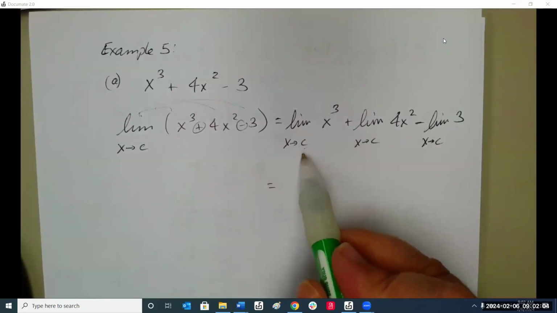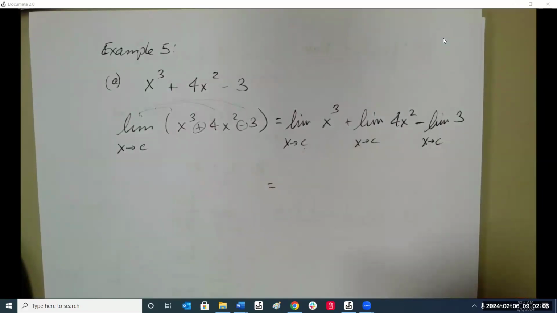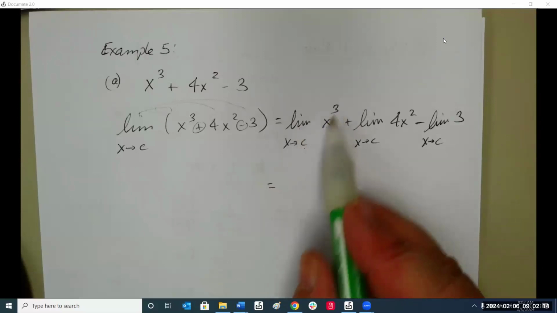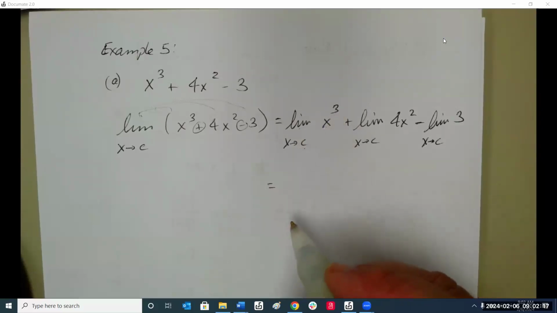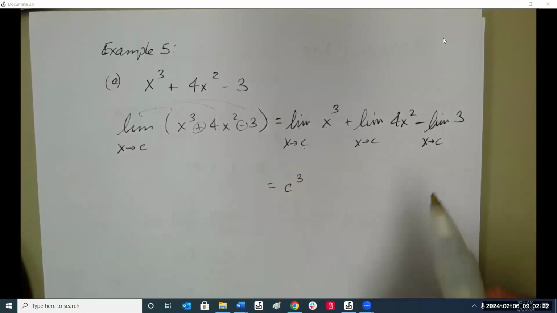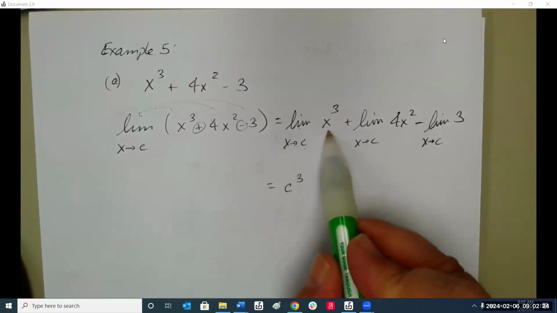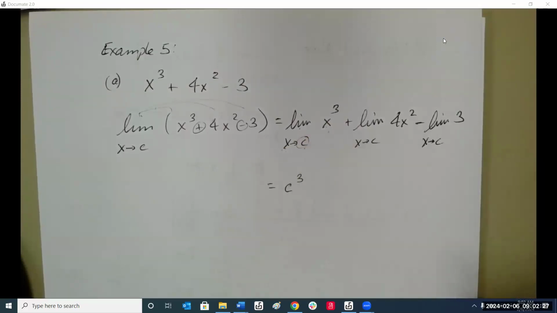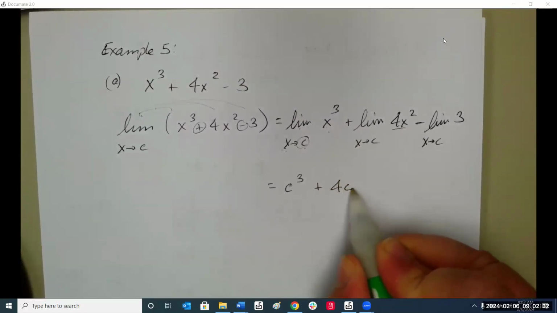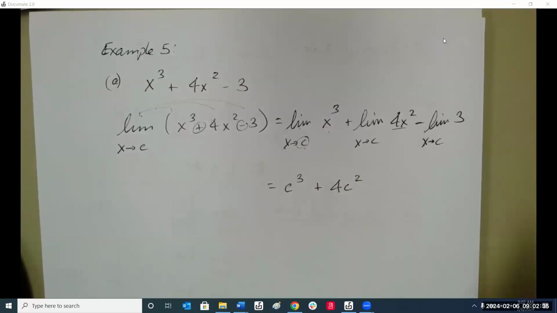So what does this one become? The limit of x cubed as x approaches c, what does it become? At this point, I just make x equal c. This one becomes 4c squared. And what does the last one become? Yeah, it's a constant.